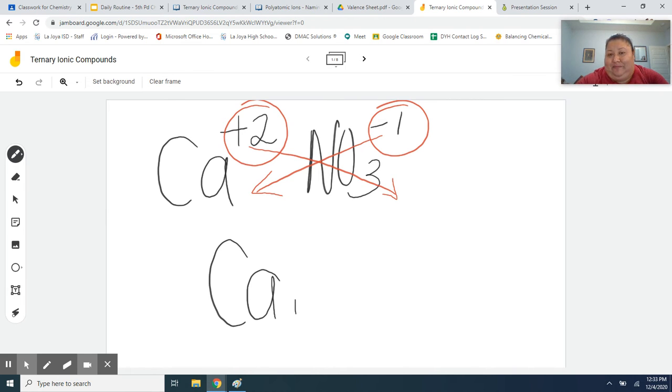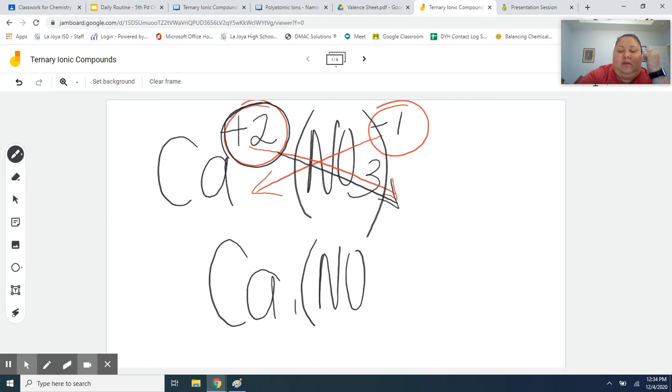Now you got a poly. There is a poly as your anion. You have a number that's crossing down, the number 2. You have to do what we call protect the poly. You must protect it using these guys. What are these guys called? Parentheses, right? And I already drew them on your Jamboard. So the next thing you're going to write is NO3 inside parentheses. And the number that crossed over, which in this case is a 2, not positive 2, just the number 2, goes on the outside. And we're done.